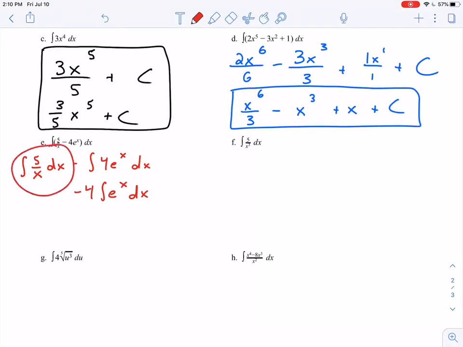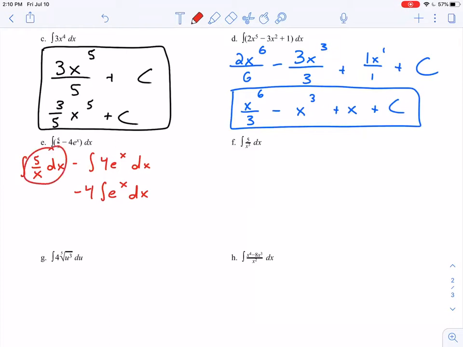This is the piece that I think is perhaps a little bit more difficult to deal with right now, just because we haven't seen an example like this. I'm going to try and rewrite this in a way that is a little bit more workable. So you might try writing that as 5x to the minus 1 power, but let's think through what would happen then. If I add 1 to that power, it would be 5x to the 0 power divided by my new power of 0. That's not going to work for me.